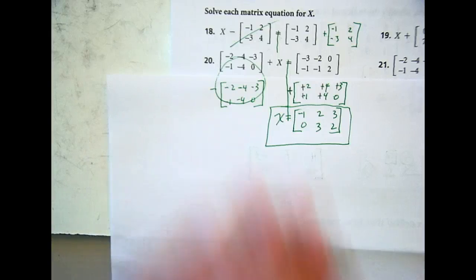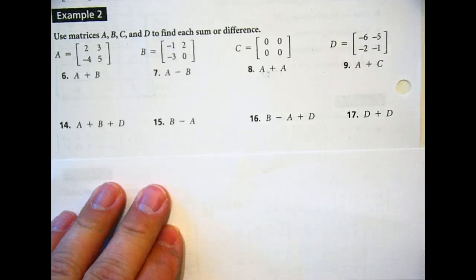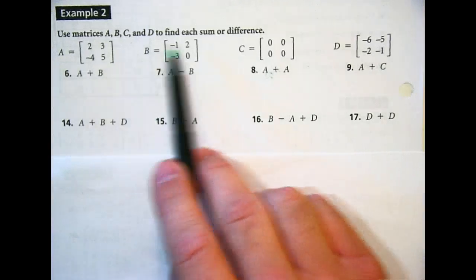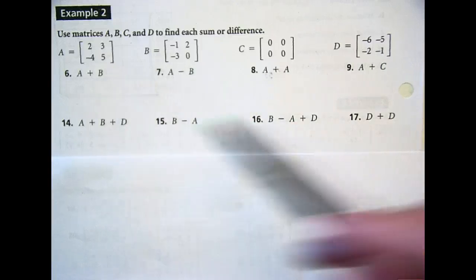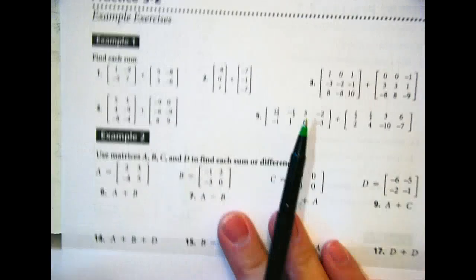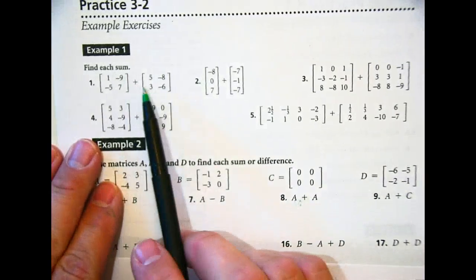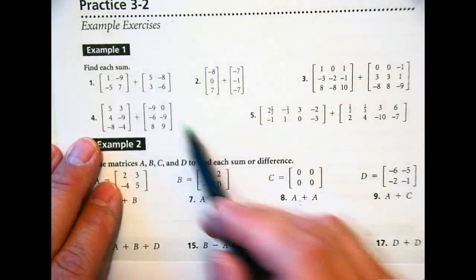Okay. Taking a look at example 2. Example 2 could be a real big pain. It says use matrices A, B, C, D to find the sum. So where it looks like there's not a lot of work, there's tons of work right there. Now up here, I don't expect to see a lot of work shown. I just expect to see your resulting matrix. So you just put the new matrix there.